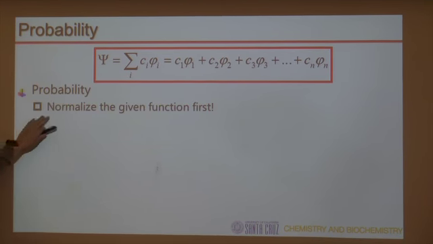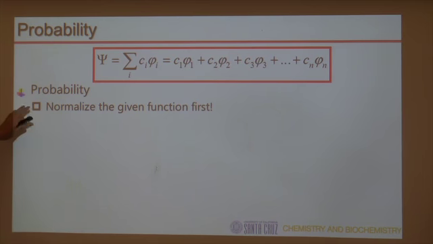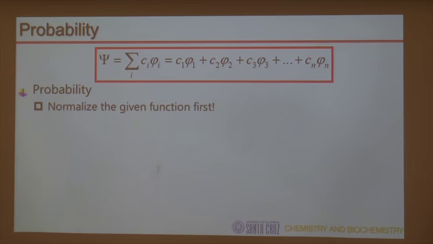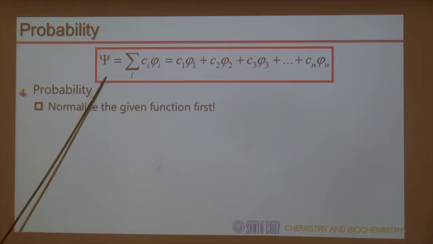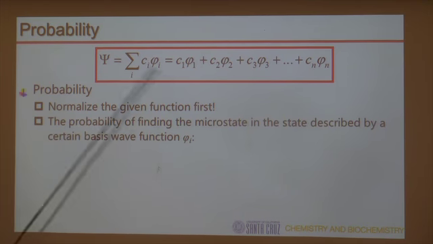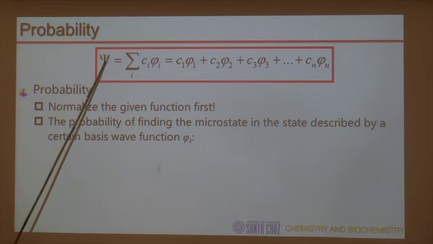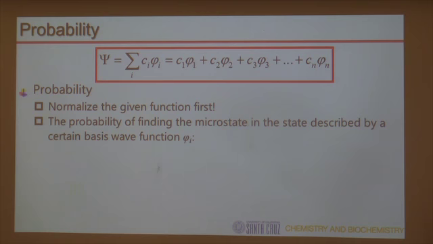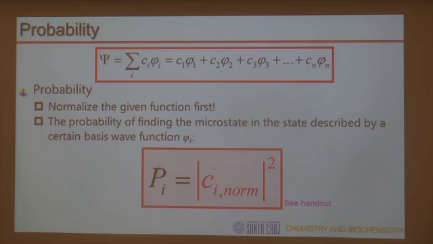So when you talk about probability, the first thing to remember is to normalize the wave function, the total wave function, by doing what I showed before. And then the probability of finding this microstate, this total wave function, in the state described by a certain basis wave function psi I, is this one.